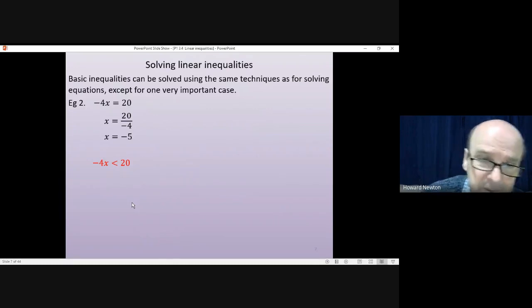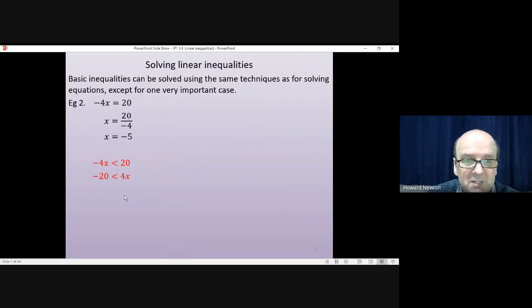One thing we could do, which feels like a waste of time, is just swap sides. So add 4x to both sides, take away 20 from both sides. The two things swap sides effectively, and we get minus 20 is less than 4x. There's no problem doing that. We were just adding or taking away. Now when we move the 4 across, we're dividing by plus 4. And dividing by a positive is fine.